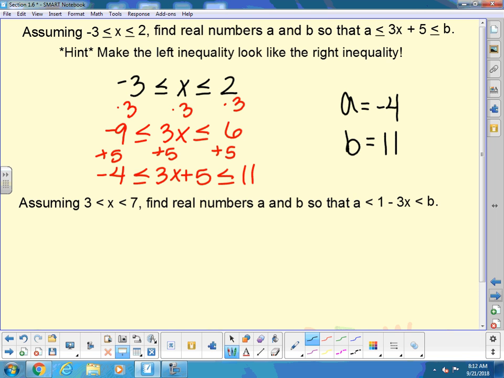Last problem. You guys do it. Assume x is between 3 and 7. Find the real numbers a and b so that a is less than or equal to 1 minus 3x, that's less than or equal to b.